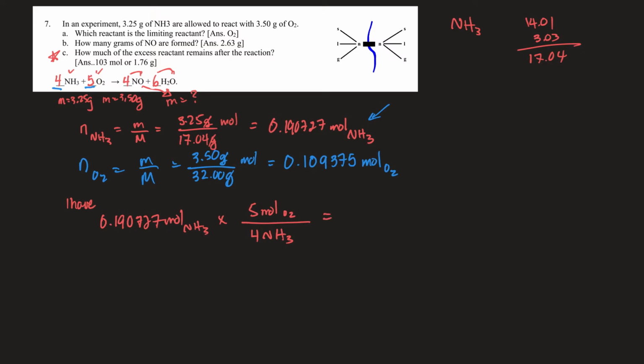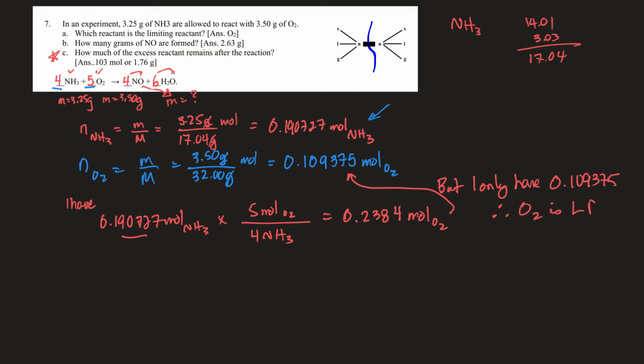So if I used up all of the ammonia, let me get that number again, 3.25 divided by 17.04 is that, and now I have to times that by 5 and divide it by 4. So to use up all of this, I would need 0.2384 moles of oxygen. But I only have this much. Therefore, let me just write that. But I only have 0.109375. Therefore, oxygen is the limiting reactant.